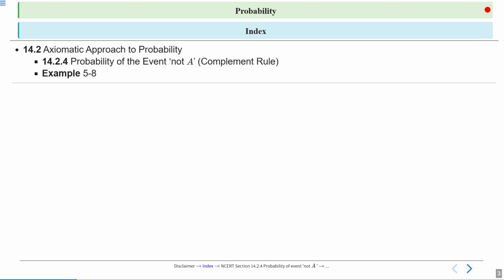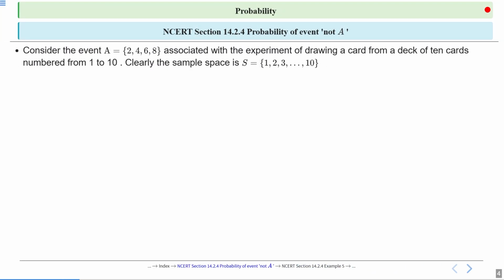Today's first topic, probability of event not A. In our previous lecture, we discussed the probability of event A or B. There we studied the formula: probability of A union B is equal to probability of A plus probability of B minus probability of A intersection B. And we have also proved it. So today we will discuss the probability of event not A.